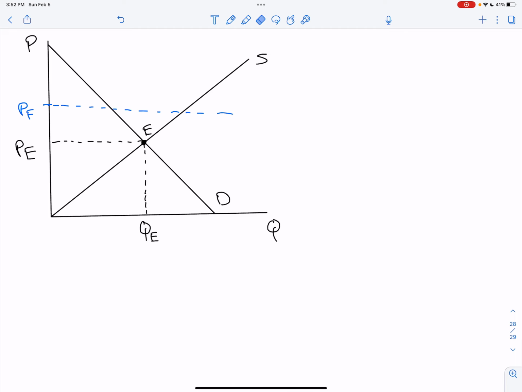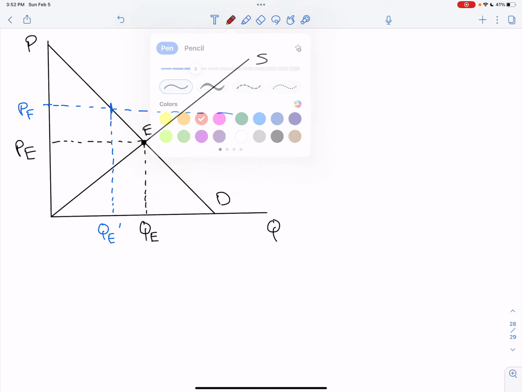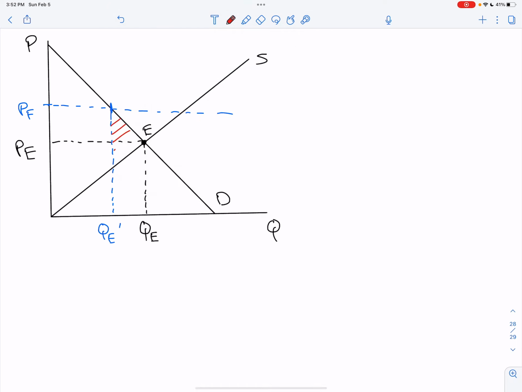And as we saw before, that reduces quantity exchanged to this point here, right? So this is the new quantity exchanged. So what is our deadweight loss? Our deadweight loss is the total consumer and producer surplus that is lost due to the fact that our quantity exchanged has decreased. So that's our deadweight loss.